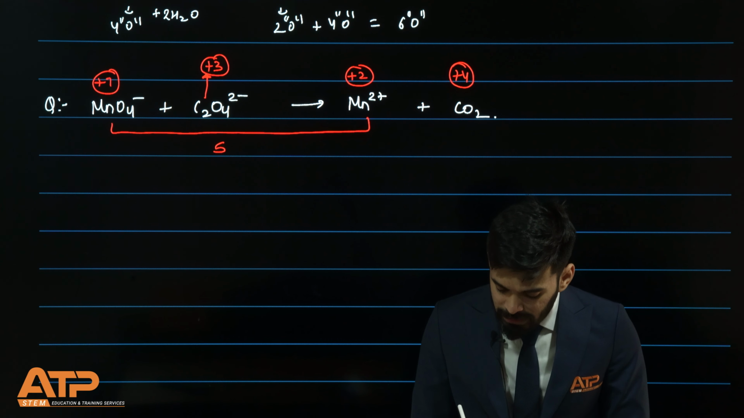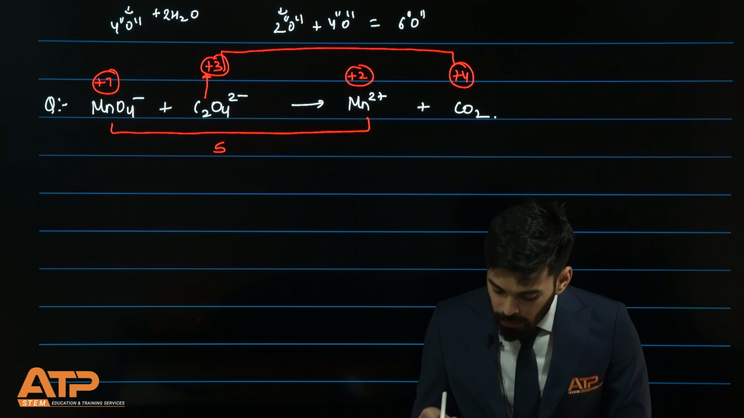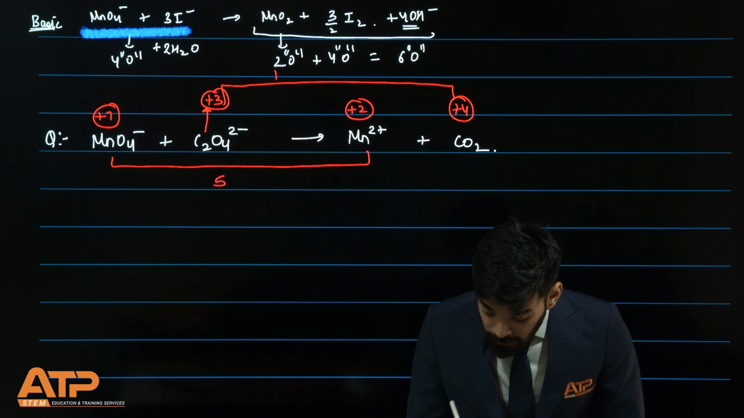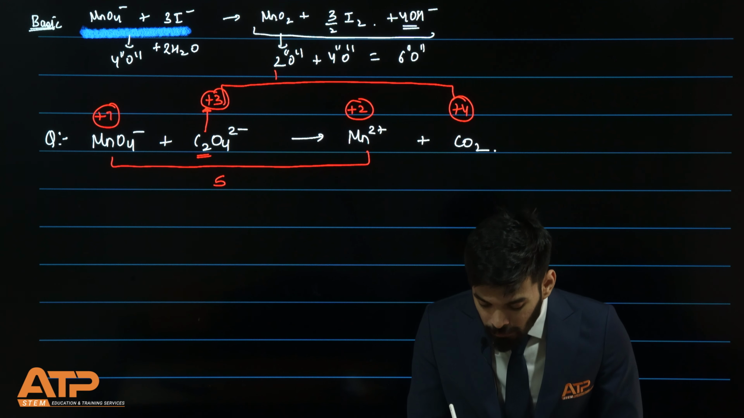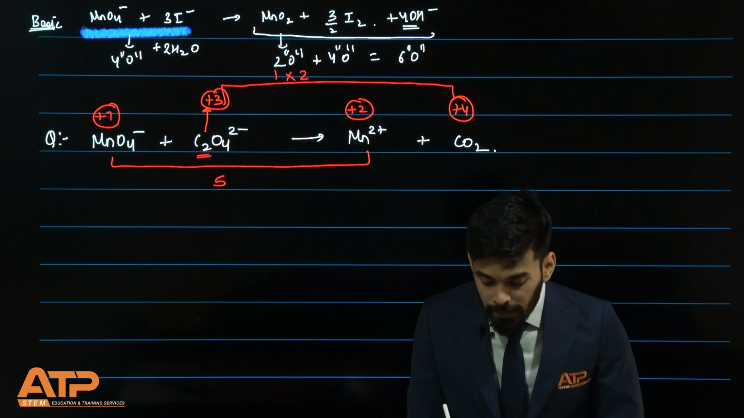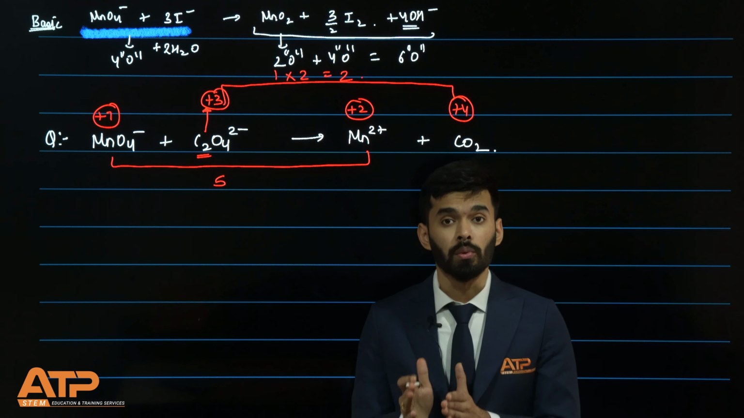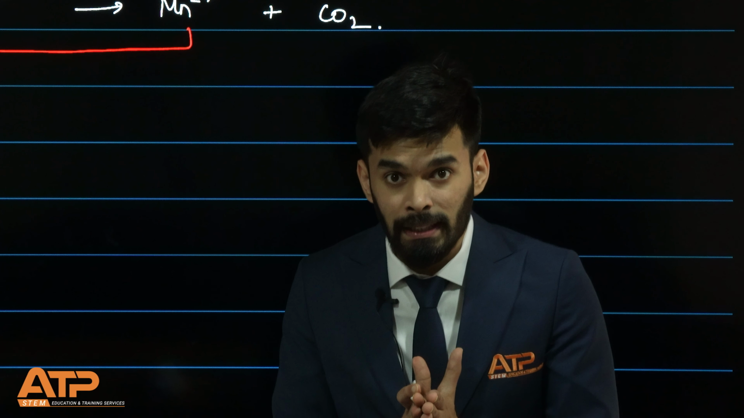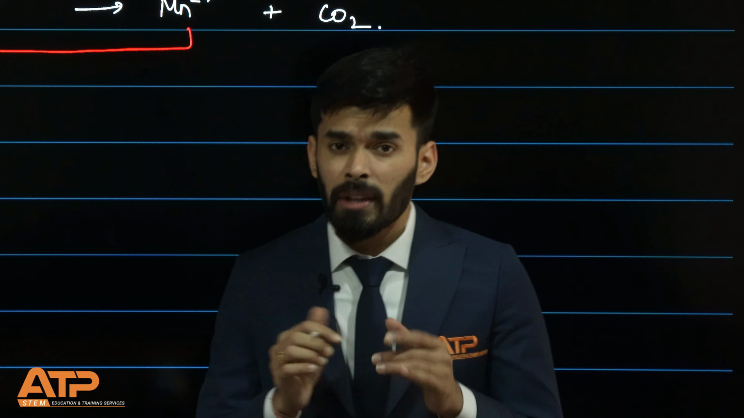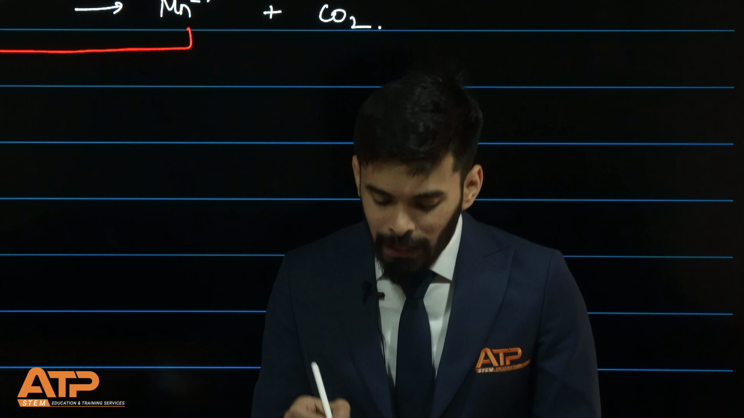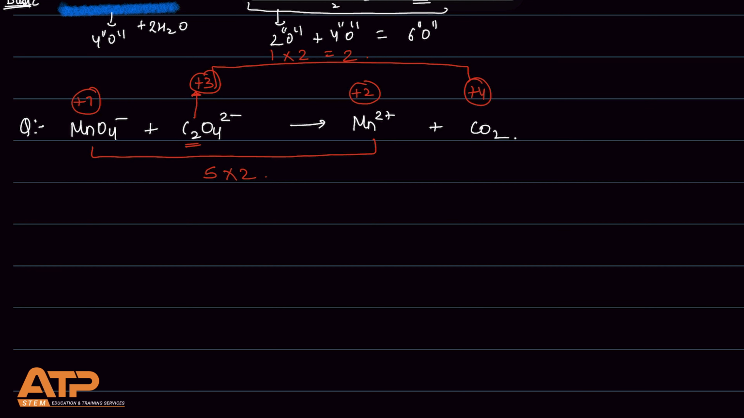The change in oxidation number of carbon is 1, but there are 2 carbon atoms already on the reactant side. So we will have to multiply the change in oxidation number with that to get the net change in oxidation number, which is 2. So the net change in oxidation number for carbon is 2 and for manganese is 5. We have to make both of them equal. We can do that by multiplying this with 2.